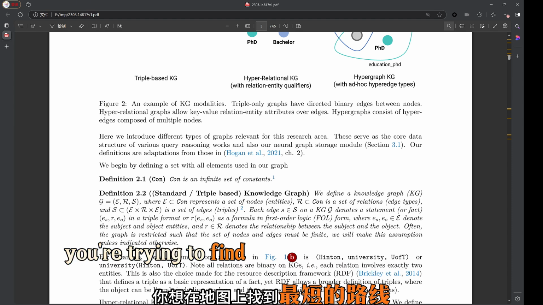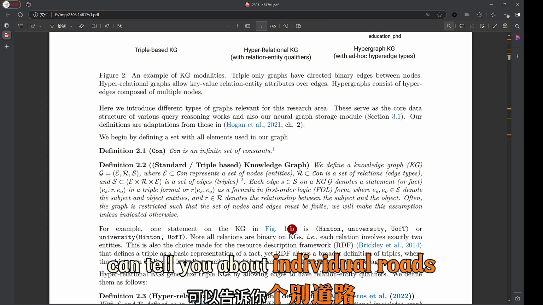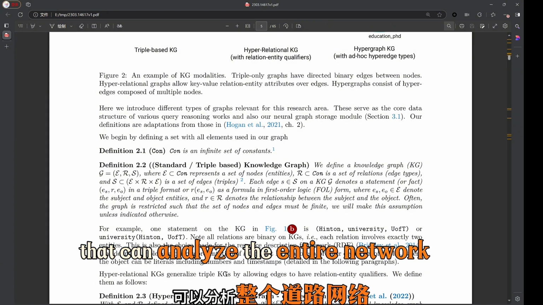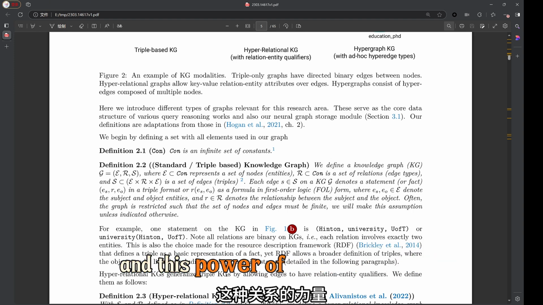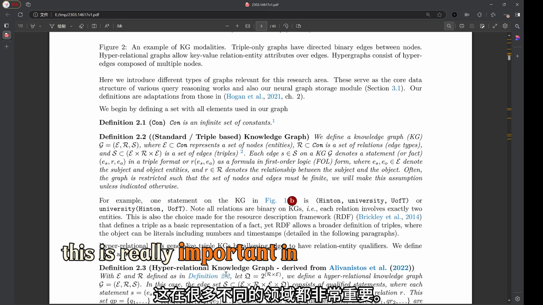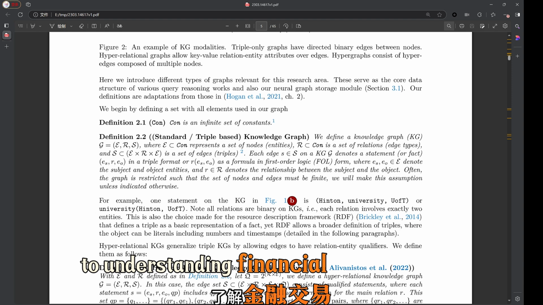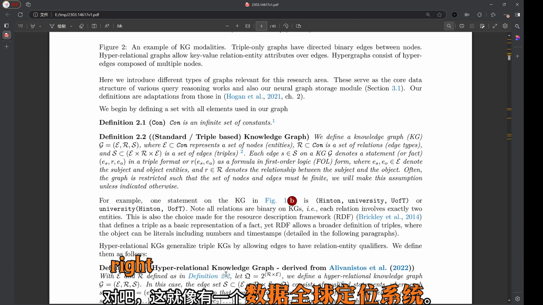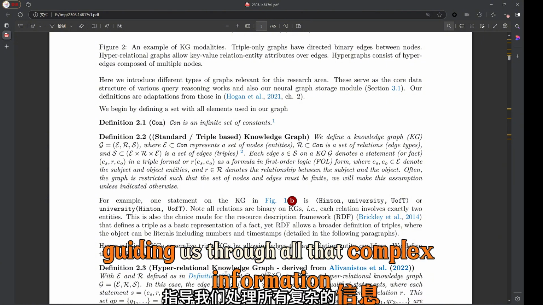Let's say you're trying to find the shortest route on a map. A traditional database can tell you about individual roads, how long they are, but a graph database can analyze the entire network of roads and connections to find the most efficient path. And this power of relationships is really important in so many different areas. From analyzing social networks to understanding financial transactions to mapping out scientific knowledge, it's incredible. It's like having a GPS for data, guiding us through all that complex information.